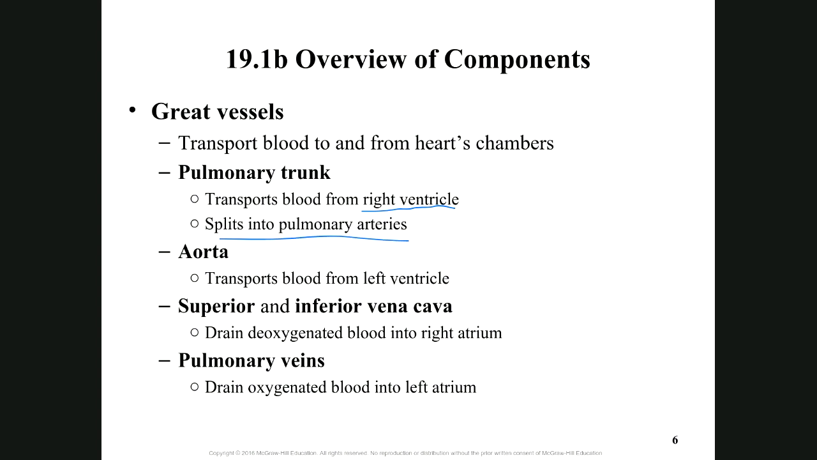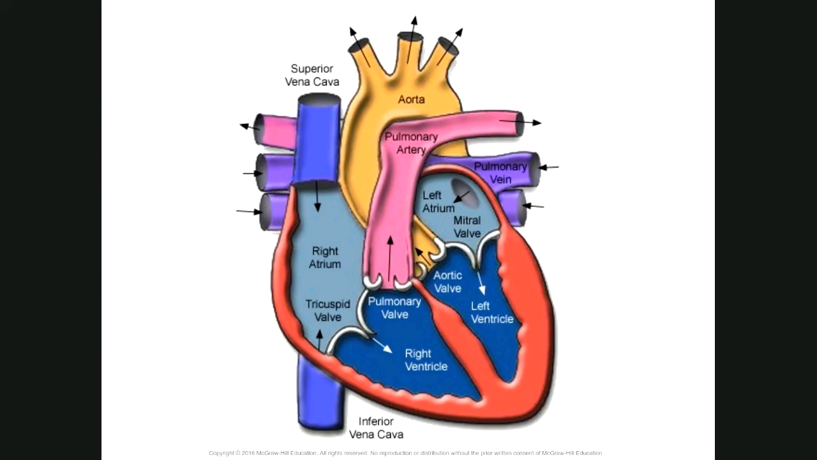The other blood vessel, which is the major blood vessel in our body, is called the aorta, and the aorta can transport blood from our left ventricle. We have two veins which are very important in the right side of our heart. We call them the superior and inferior vena cava, and they drain the deoxygenated blood into our right atrium. And the other vein is called the pulmonary vein, which drains oxygenated blood to our left atrium. And in the next picture, I will show you all of them.